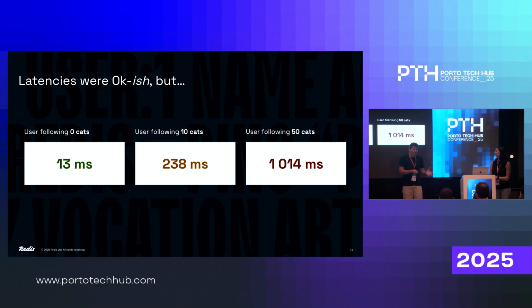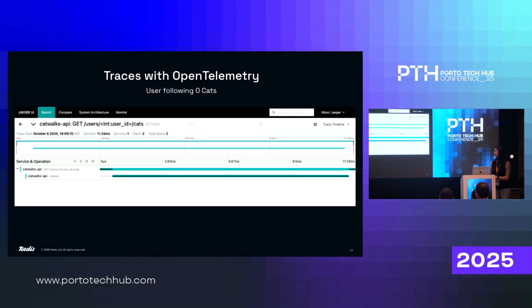Okay, so I requested Elena to instrument her application with OpenTelemetry to collect some traces. And here is what we see when we call the endpoint for a user that follows no cat. So we have a single endpoint call. So here is the API call. And I don't know if you can see, but here we have the ZRANGE call to get the set of cats that we follow. Okay, so this is taking around 11 milliseconds. We are okay with that.